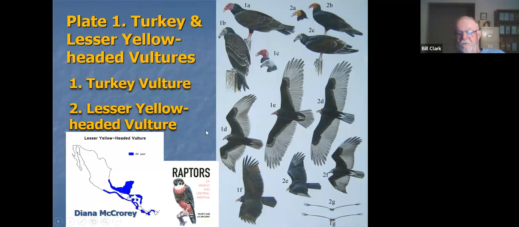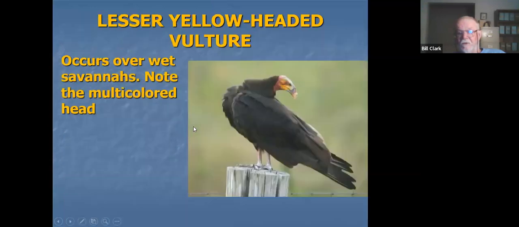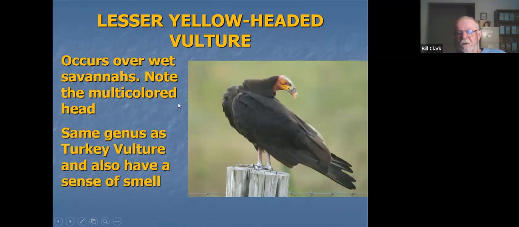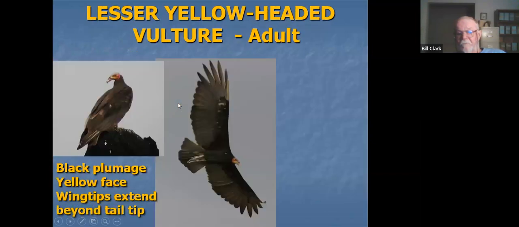And here is again more from that field guide showing the range of the Lesser Yellow-headed Vulture and then a comparison with Turkey Vulture. Here are some pictures of them in flight. They occur in wet savannas. The head is multicolored, not only yellow, and they have a sense of smell.